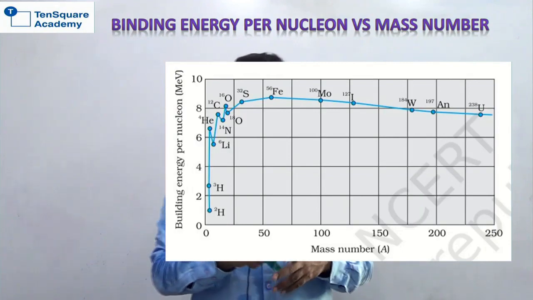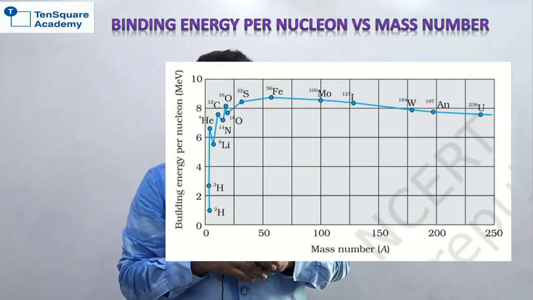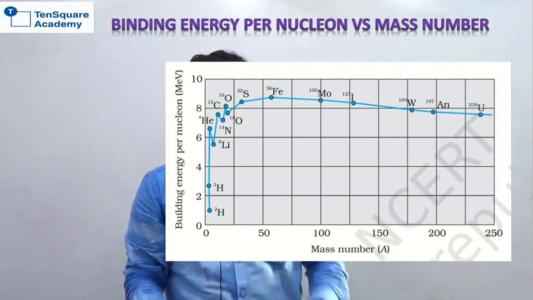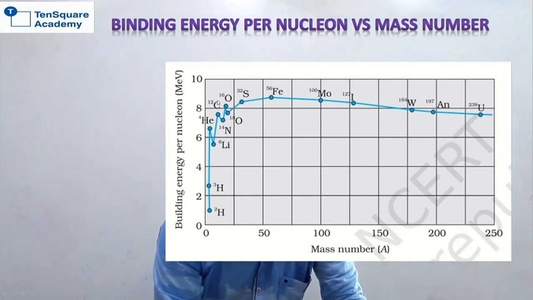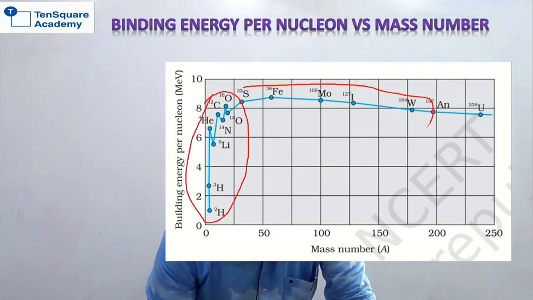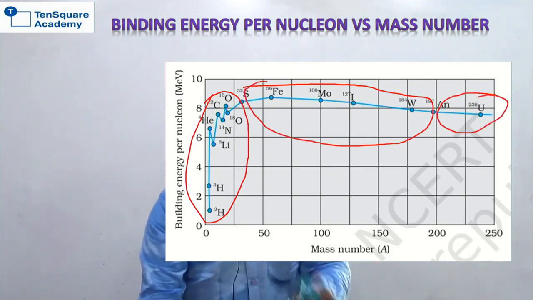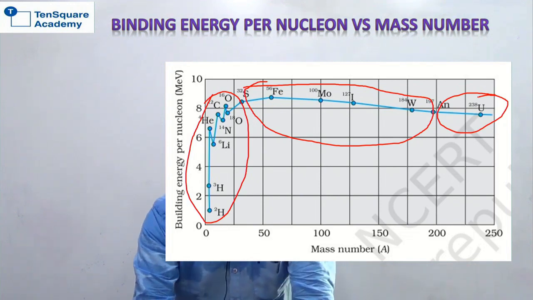And this is the nuclei chapter. Here this is a graph between binding energy per nucleon versus mass number. Initially it is very small. So, if you observe these values, it is small. Then from 30 to 170 it is almost flat, and then the value falls. So, there are 3 regions basically.